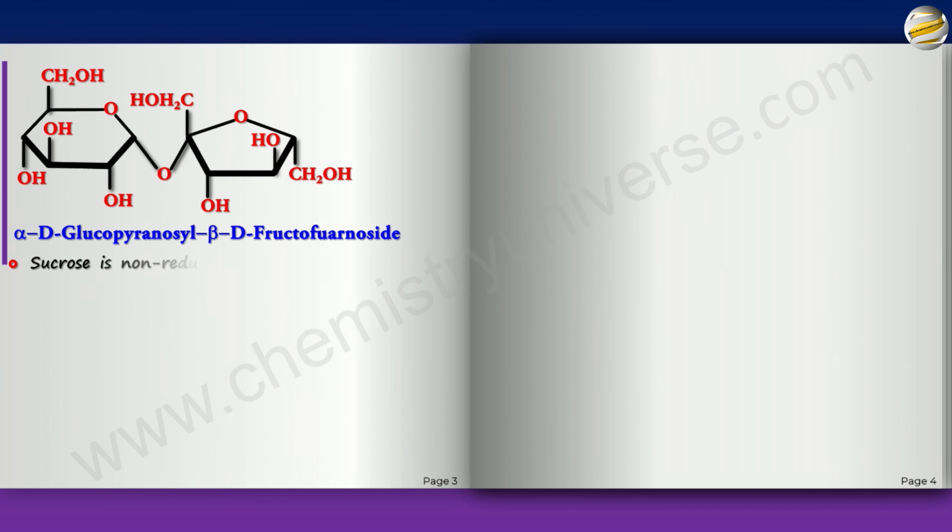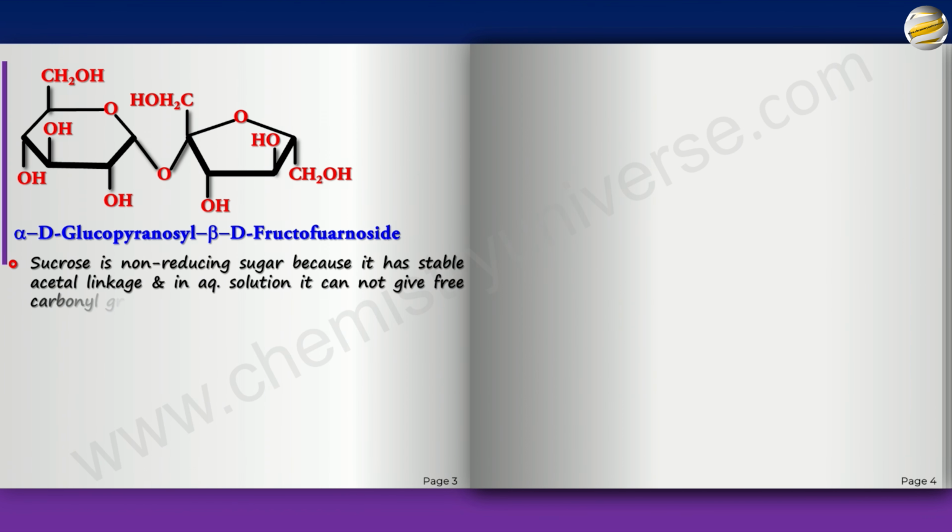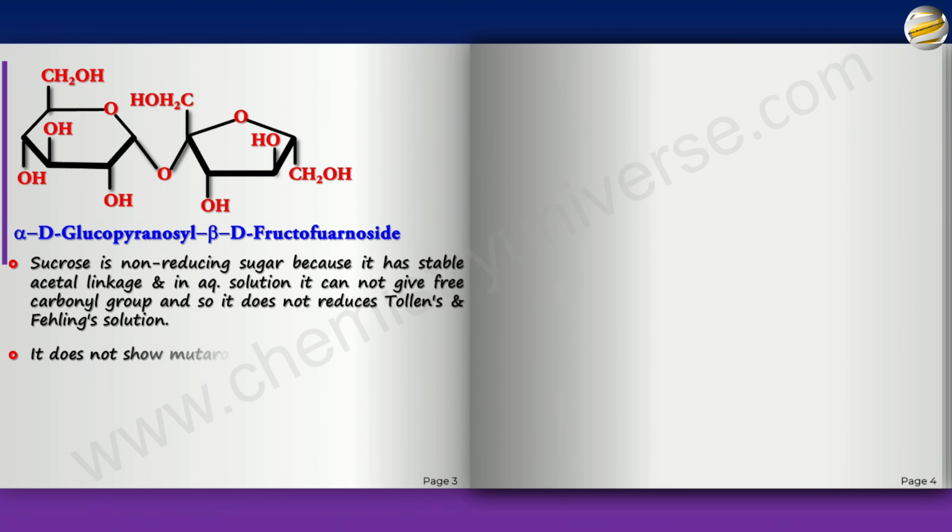Now, sucrose is a non-reducing sugar because it has a stable acetal linkage, and in aqueous solution, it cannot give a free carbonyl group, and so it does not reduce Fehling's and Tollens' reagent, which we already discussed, and doesn't show mutarotation for the same reason. It is a stable acetal linkage, so that's fine.